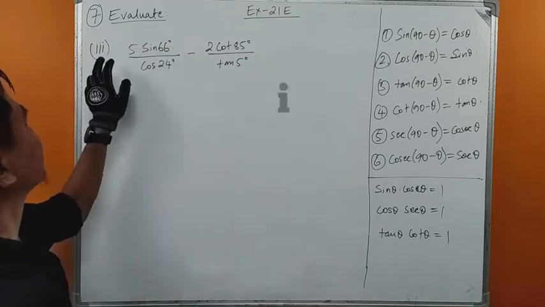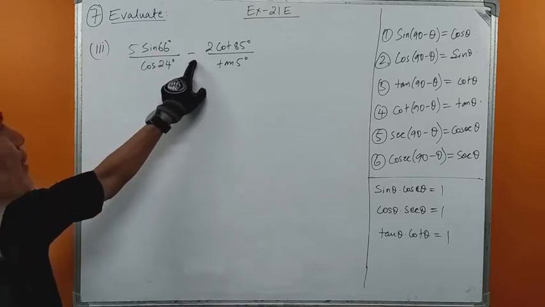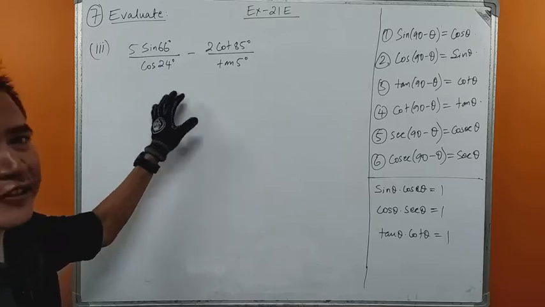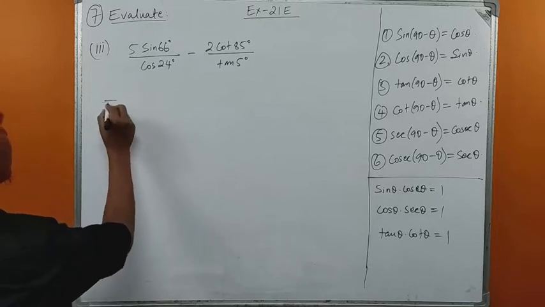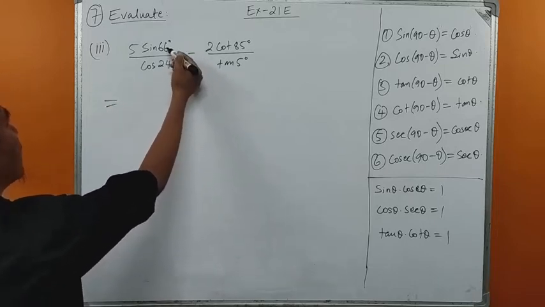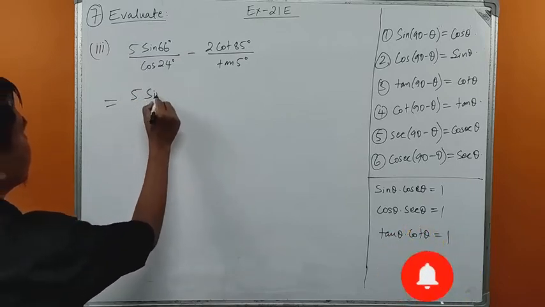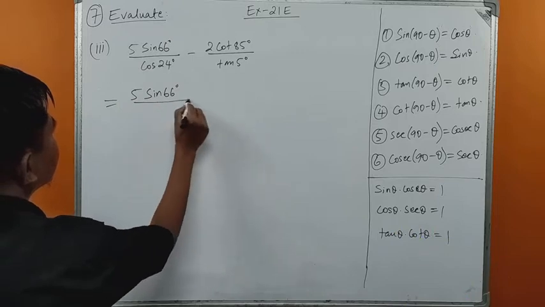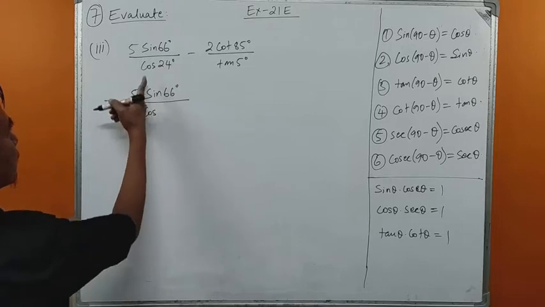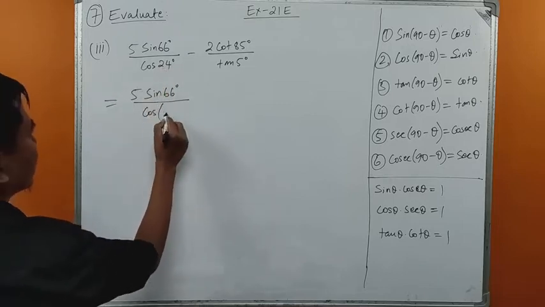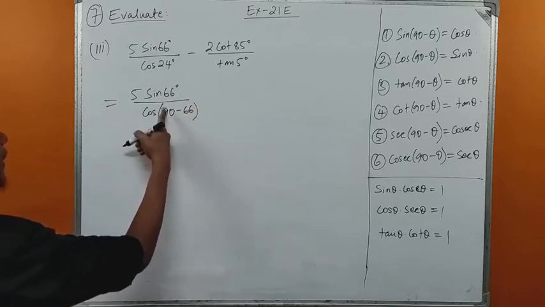Okay, now let us do question number 3 of 7. We have 5 sine 66 degree upon cos 24 degree minus 2 cot 85 upon tan 5 degree. We are asked to find the value of this expression. As we have done earlier, we have to convert only one angle among these two. I copy the numerator as it is, 5 sine 66 degree, and in the denominator I convert this angle. Cos, instead of 24, I can write 90 minus 66, because if I subtract 66 from 90 I get 24.